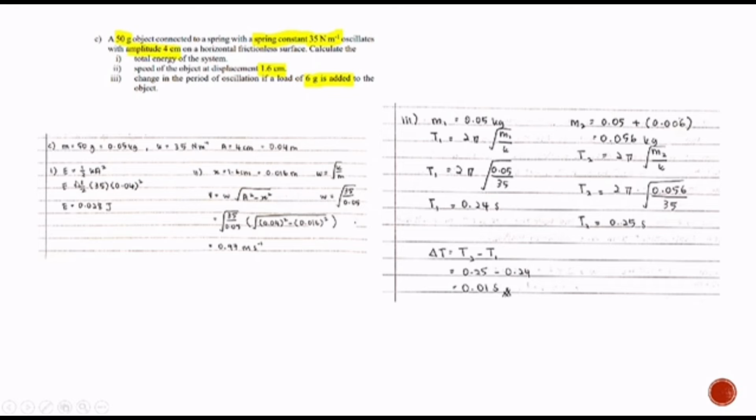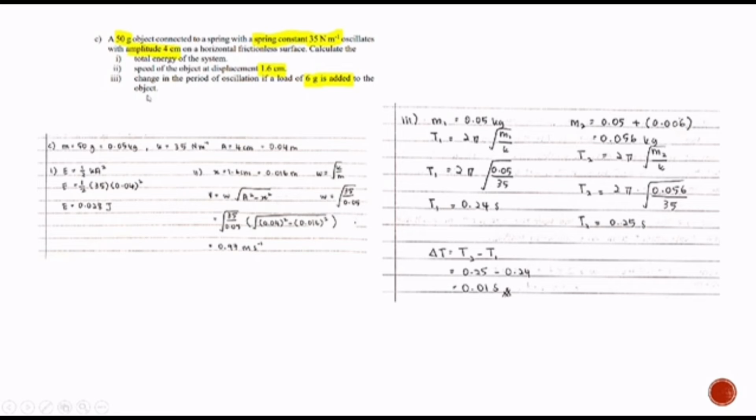Number 1, the total energy is equal to 1/2 k A squared. So we substitute the value, we get 0.028 joule. Number 2, speed of the object at displacement 1.6 cm. So x is 1.6 cm, which is 0.016 meter. So we use the formula v equal to omega square root of A squared minus x squared. We can find omega with square root of k over mass. So we substitute the value, so we get 0.97 meter per second.